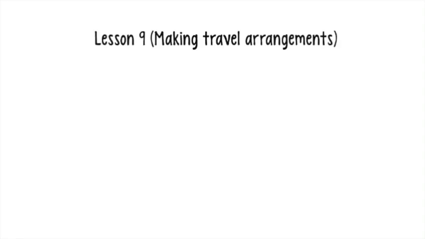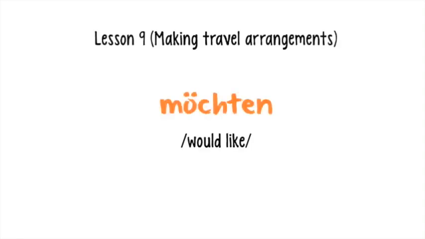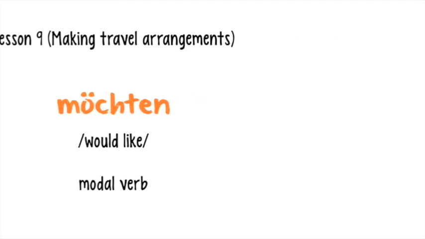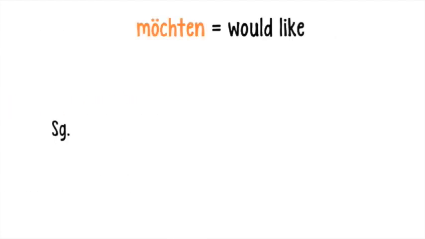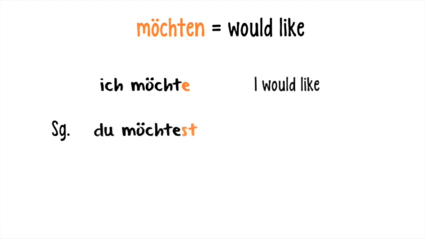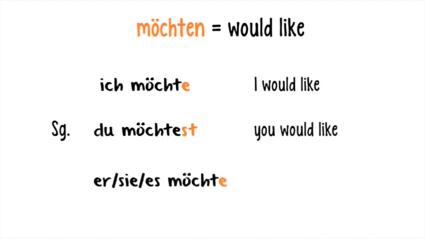First of all, let's have a look at the verb möchten, would like, which is a modal verb. Again, first we will have a look at the singular form. Ich möchte, I would like. Du möchtest, you would like. And sie, es möchte. He, she, it would like. Ich möchte, du möchtest, sie, es möchte.